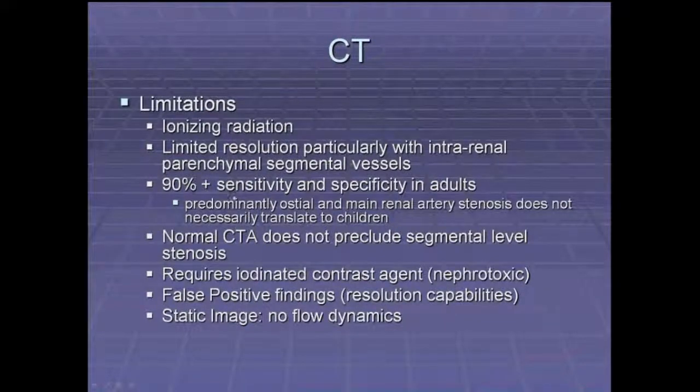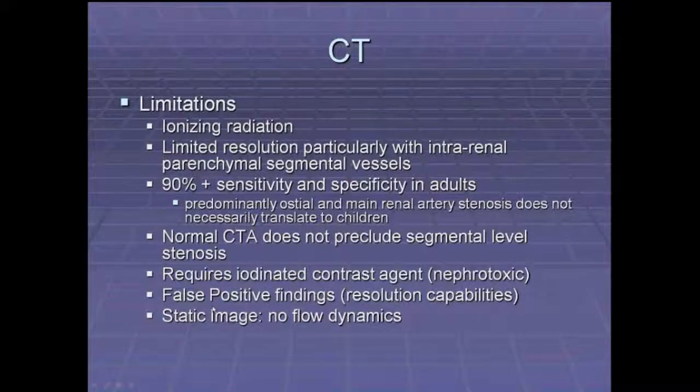Although there's 90+% sensitivity and specificity in adults, adults predominantly have disease involving the main or ostial portion of the renal arteries. This doesn't necessarily translate well to children, where a significant number of renal artery stenoses occur in branch vessels. Again, a normal CTA doesn't preclude a segmental level abnormality, and thus requires that we continue to proceed on. Furthermore, it obviously requires the use of contrast agent.